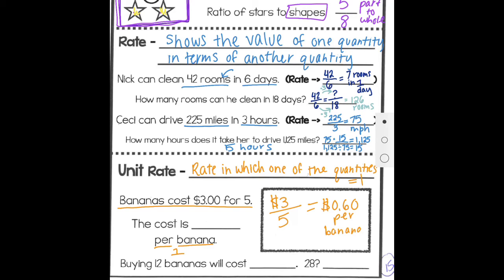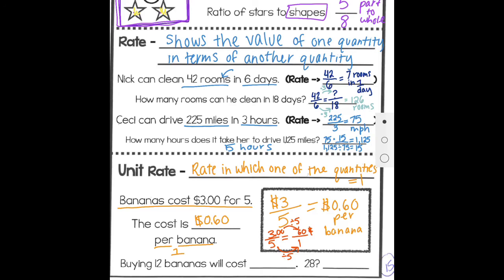which is actually kind of expensive in my opinion. So the cost is 60 cents per banana. There's another way you can solve this. Some people prefer using equivalent fractions. So $3 for 5 bananas equals how many dollars for 1 banana? So we see, okay, we need to divide 5 by 5. We need to divide $3 by 5. And then from there, some people like to think about how this looks like 300 cents. So 300 divided by 5 would be 60 cents. So 60 cents per banana.